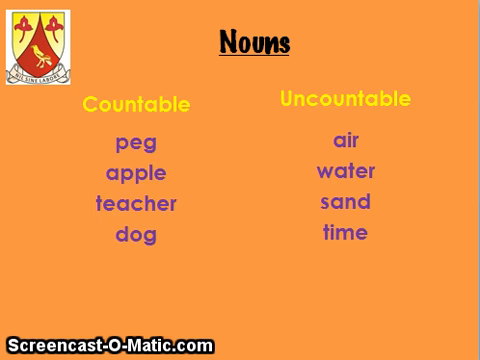Countable nouns. Peg: I have one peg on the washing line. I have two pegs on the washing line. Apple, one apple, many apples. Teacher, one teacher, many teachers. Dog, one dog, many dogs.